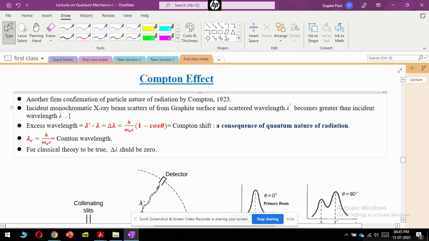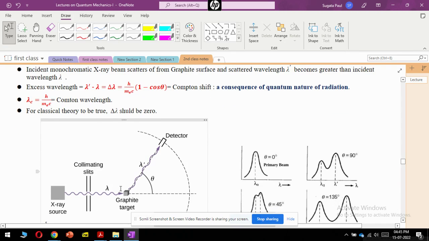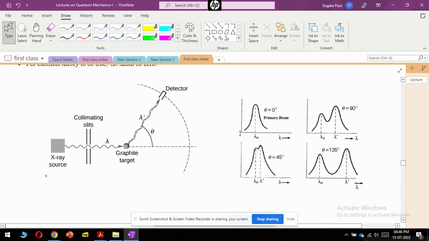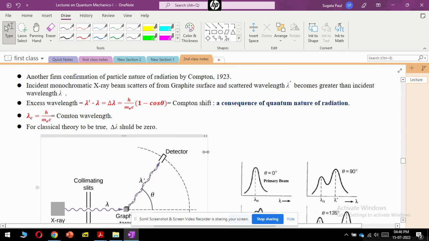So what he did is that he chose a monochromatic X-ray source, and the X-ray beam was hit onto a graphite surface. It was like a target on which the X-ray beams are hitting, and from there the photon gets scattered, the light ray gets scattered, and there is a detector here which detected the scattered intensity versus wavelength of the radiation that is scattered. And from the experiment, these were the curves obtained for different scattering angles theta. I'll explain that in a bit more detail gradually.